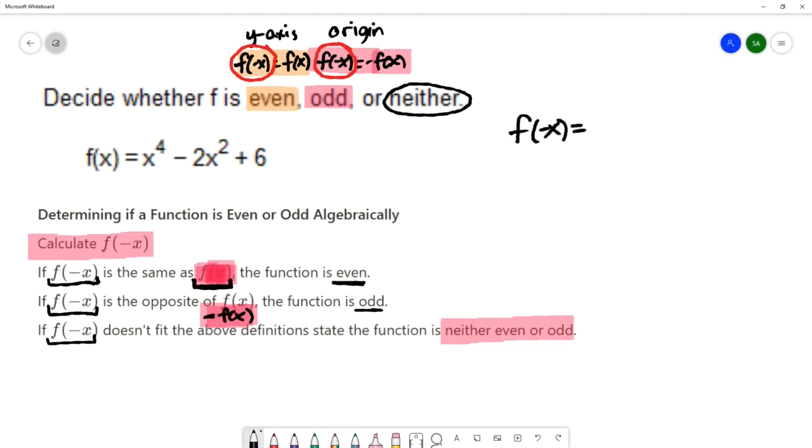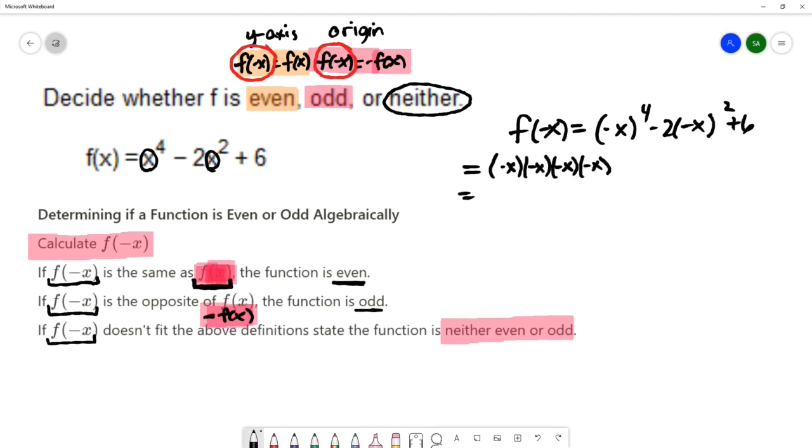and that means that we're going to substitute a negative x in for every x. That would give negative x to the fourth minus 2 times negative x squared plus 6. And if we work this out, negative x to the fourth is negative x times negative x times negative x times negative x. You really don't have to write this out if you don't want to. What we notice is that we have an even number of negatives, and an even number of negatives when multiplied will be a positive. So we'll just focus on the x's. x times x times x times x is x to the fourth.